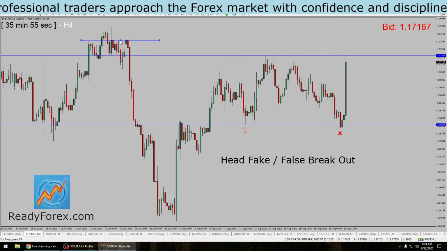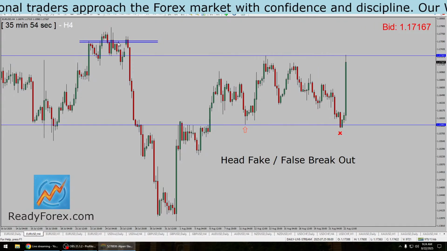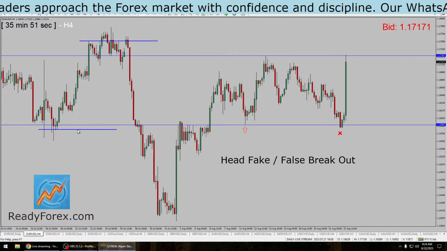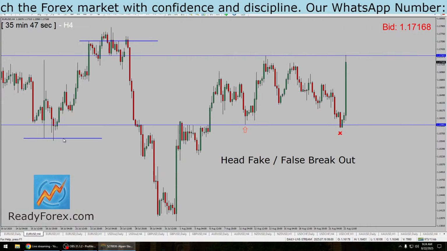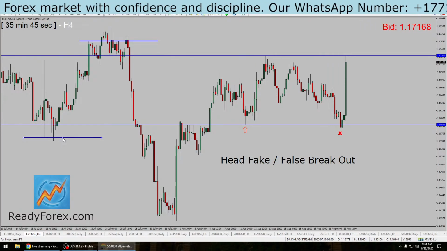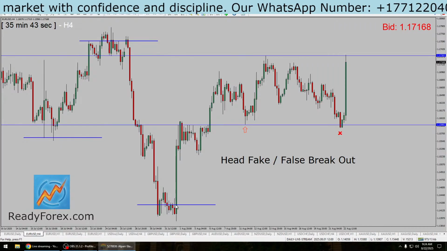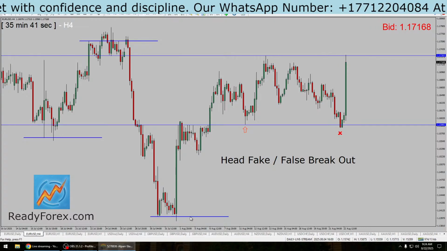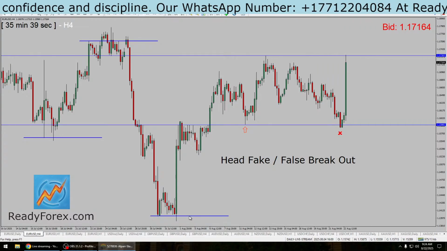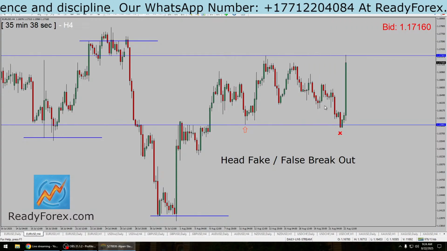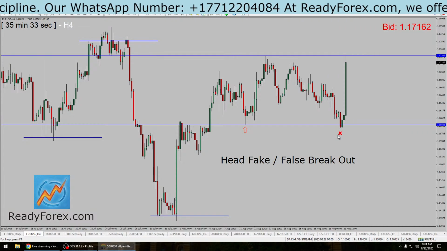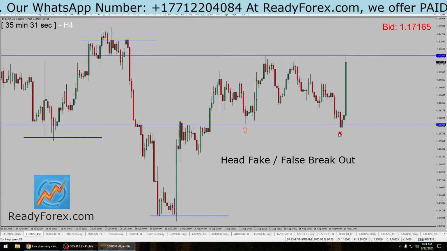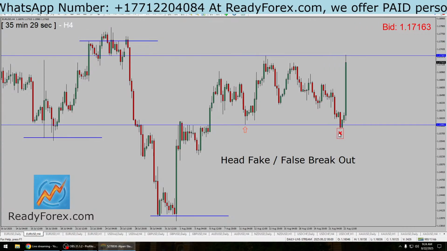And if I show you another, here's another one down over here, and here's another one. So just on this chart I showed you about 4 false breakouts, also known as head fake. Head fake is basically a term that people use in sports.